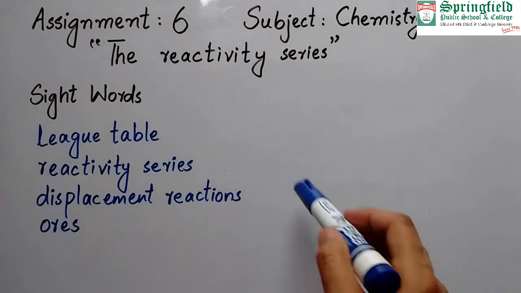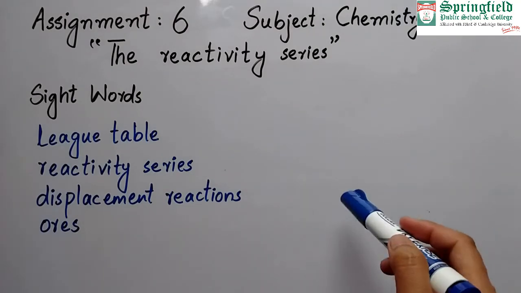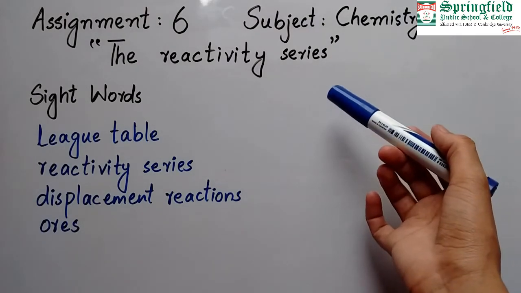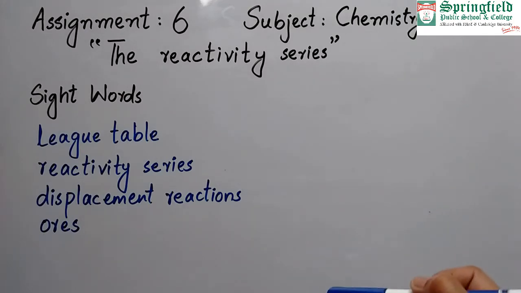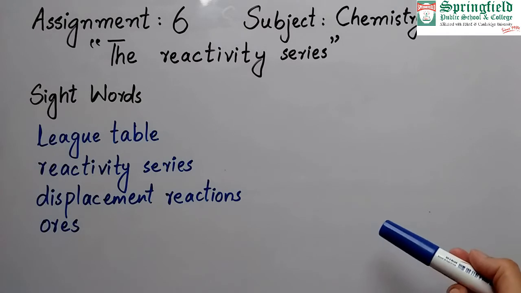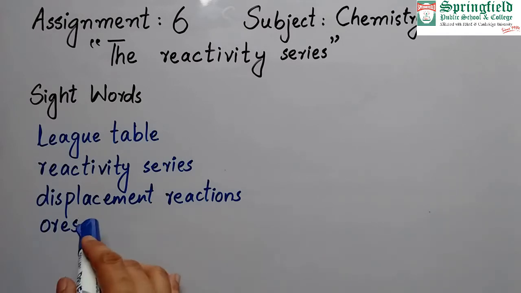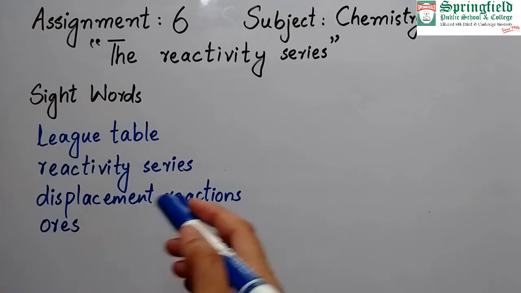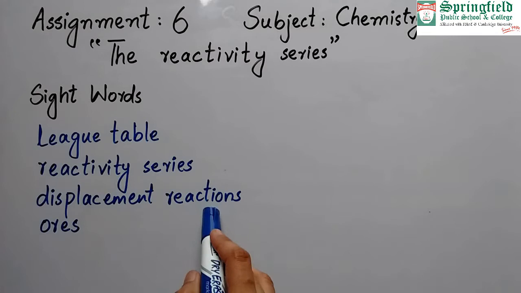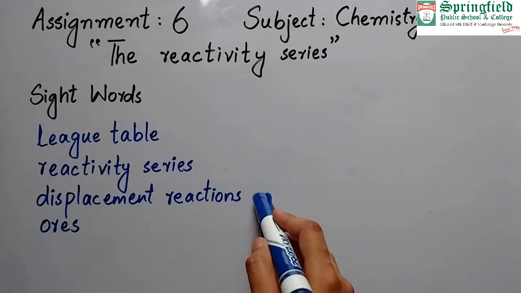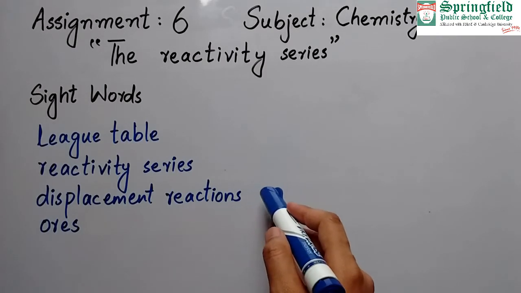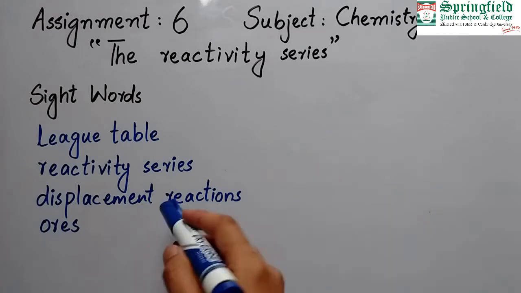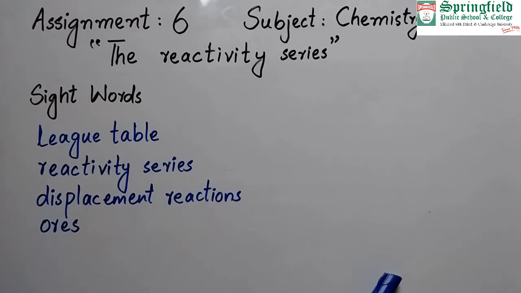Reactivity series is a series in which we can see which metals are on the top, they are highly reactive, and the ones which are at the bottom, they are either unreactive or very less reactive. Then, displacement reactions. On the basis of this reactivity series, we determine the displacement reaction, that is, whether an element or a metal is able to displace the other metal or not.